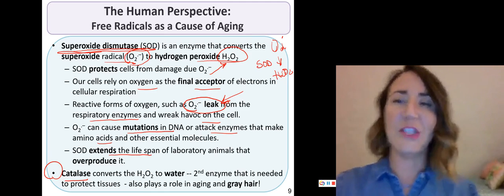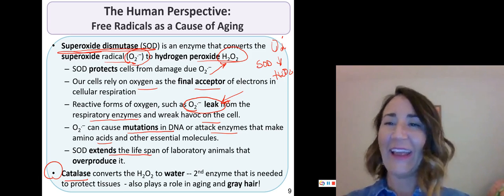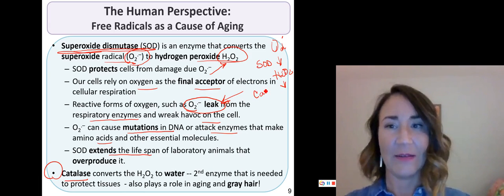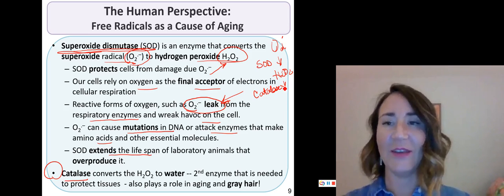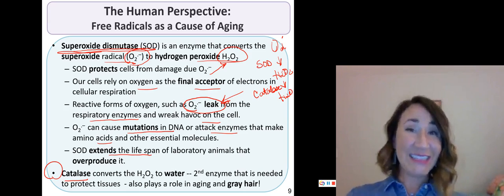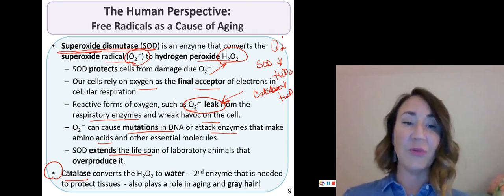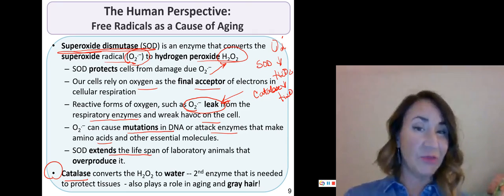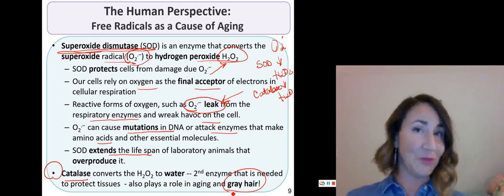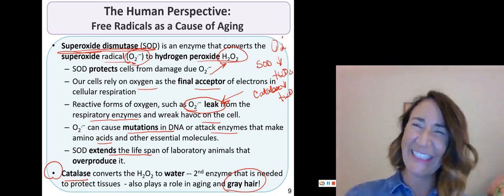right? My chicken scratch over here on the corner. And then from that, we have the enzyme catalase, right? That can give us water, which is perfectly safe for our bodies. These enzymes are working together to keep our bodies healthy. For example, if we don't have enough catalase, it also plays a role in aging and the formation of gray hair, which I have, but my stylist gets rid of it.